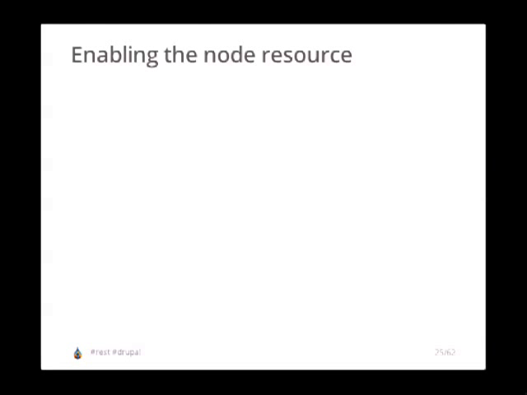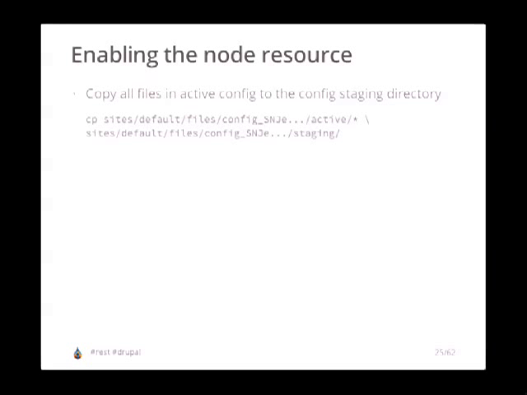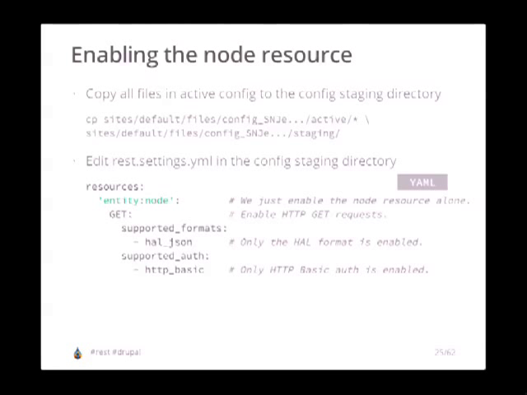That's what you need on the code side. Then you need to do a little bit of configuration. So we're using the new CMI system in Drupal 8 core, and we have the active configuration directory, which we just copied to the staging configuration directory, and then we edit the rest.settings.yaml config file, which is responsible for enabling those entity resources.